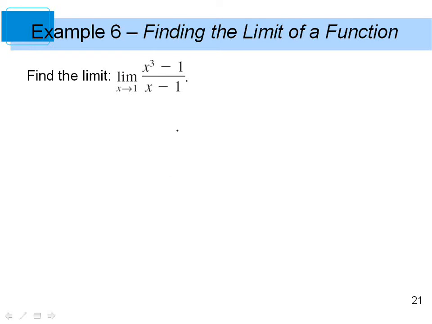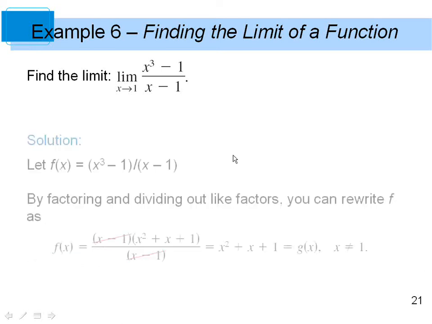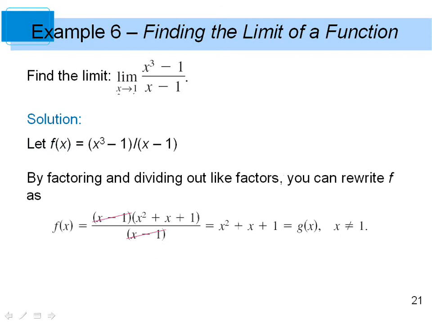Here's an example. So you've got the function x cubed minus 1 over x minus 1. We want to find the limit as x approaches 1. All right? So hopefully you guys can see by now that when I direct substitute a 1 into the denominator of this expression, I get a 0. So I can't do a direct substitution to find this limit because it's undefined when x is equal to 1. But we can rewrite f in such a way by rewriting the top.